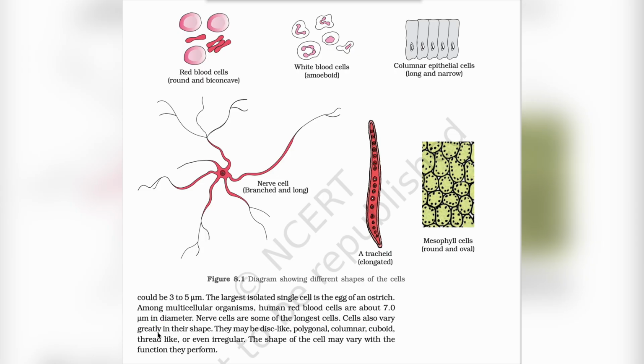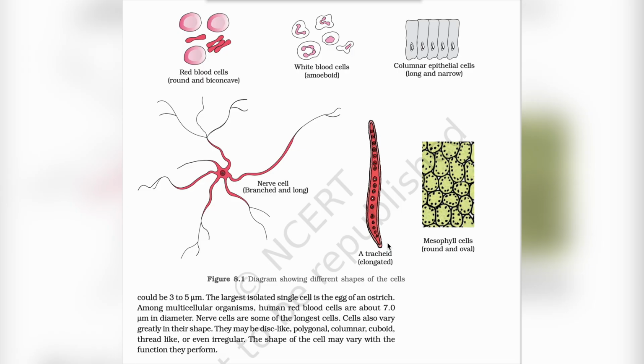Cells also vary greatly in their shape. They may be disc-like, polygonal, columnar, cuboid, thread-like or even irregular. The shape of the cell may vary with the function they perform. Figure 8.1 shows different shapes of the cell. This is the red blood cell, which is basically round and biconcave. White blood cell, amoeboid shape. Columnar epithelial cell, which is long and narrow.